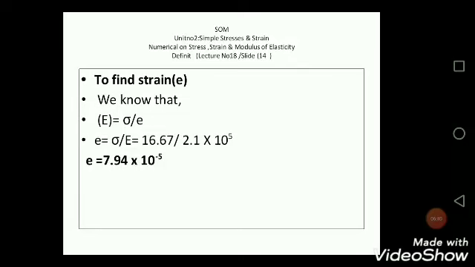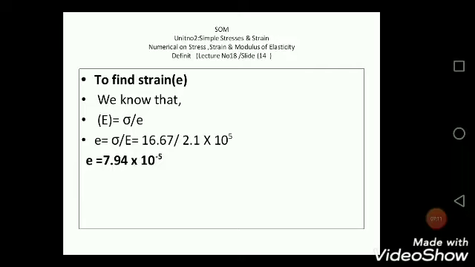Then we will find strain. How will we find strain? By the formula, capital E, that is modulus of elasticity, is equal to stress divided by strain. Rearranging it, we get small e is equal to sigma divided by capital E. Substituting the value, e is equal to 7.94 into 10 raised to minus 5. So here we get e, that means we are getting strain.